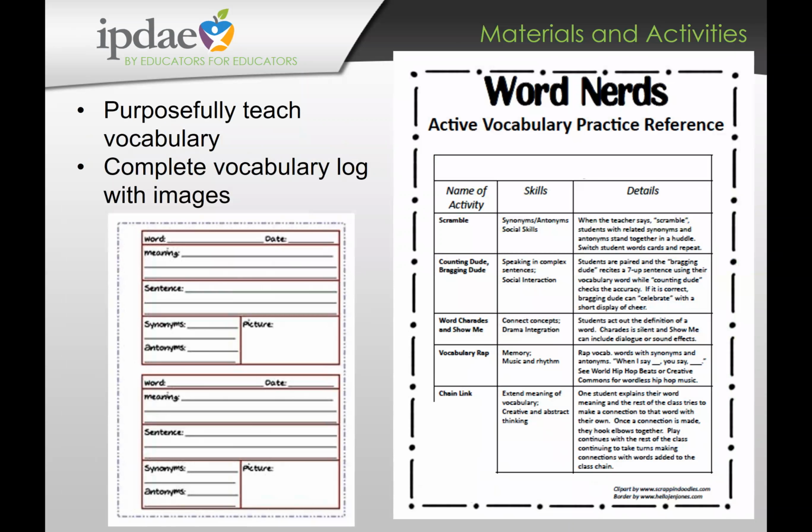I also found this Word Nerds activity, which provides various activities that students can do in class, and also a vocabulary log. If you don't know what a vocabulary log is, it's kind of like a glossary, but incorporating a Frayer-type model a little bit more, which a lot of the lower level students in my class liked the most. I would run so many copies of this, and then I would punch holes and they would put them in a binder.